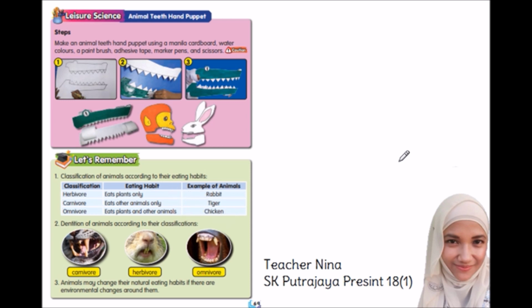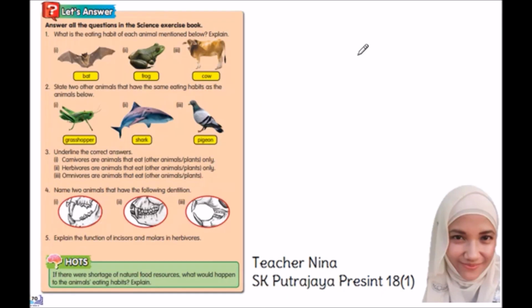Good. And the second point is the dentition of animals according to their classifications. I hope you still remember how carnivores have really strong, sharp canines. Herbivores have strong incisors, and omnivores have canines, incisors, and molars. And the third one. Now, this is the last page for this topic. Let's answer. There are 5 questions here that I really hope you can answer. And don't forget the HOTS question below.